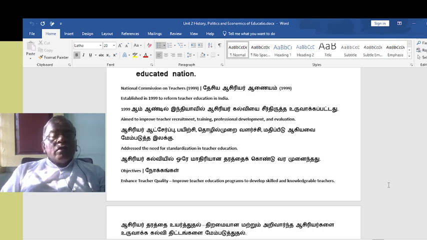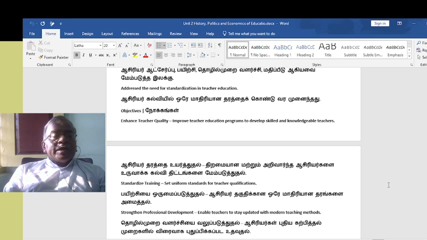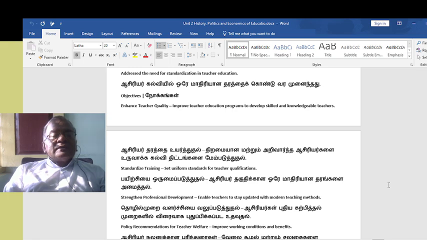Address the need for standardization in teacher education. What are the objectives? Enhance teacher quality, improving teacher education programs to develop skilled and knowledgeable teachers.